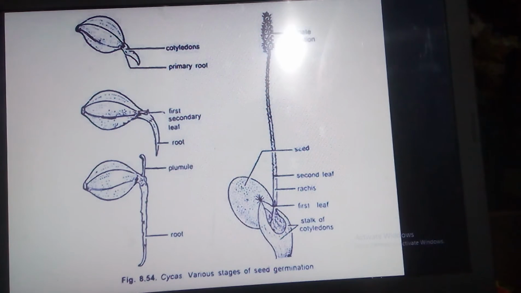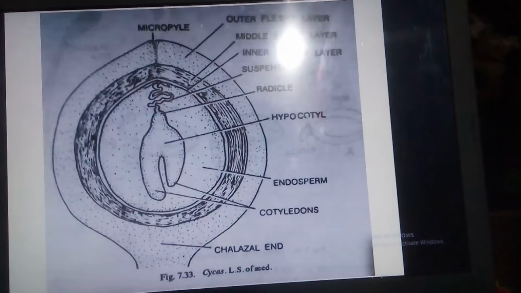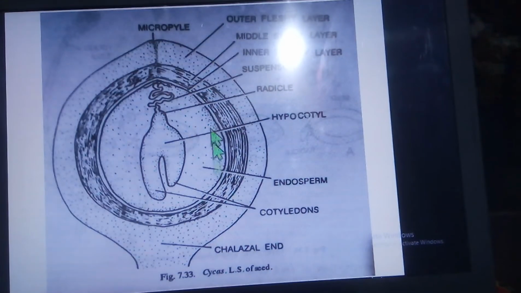Next we have the endosperm. Inner to the seed coat lies a wall tissue called the endosperm. Here, just inner to the seed coat, these layers form the seed coat or the testa. Then we have the small opening called the micropyle. Then we have the endosperm. You can see here this whole part is the endosperm.